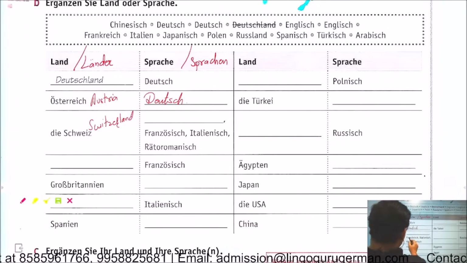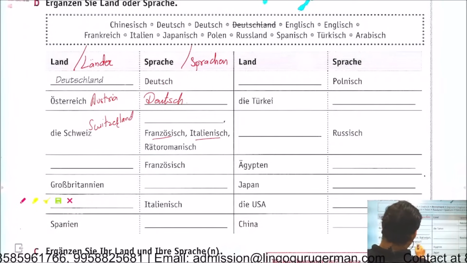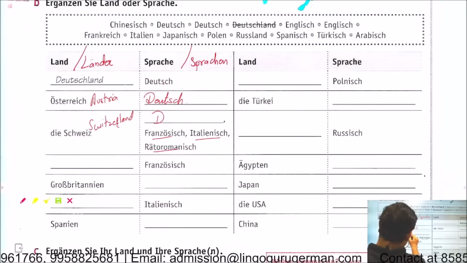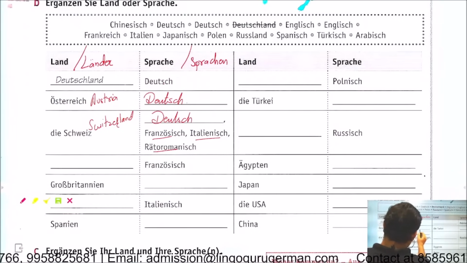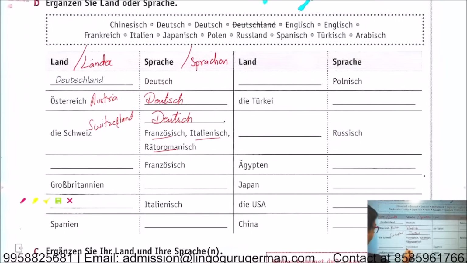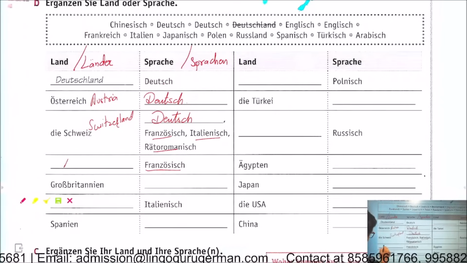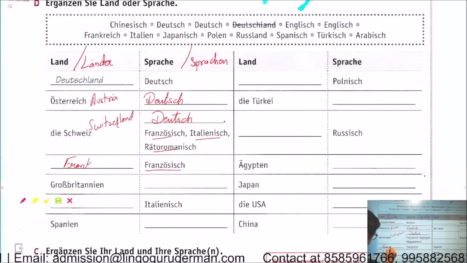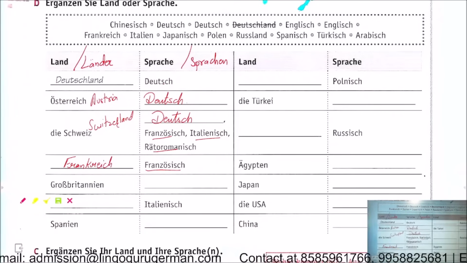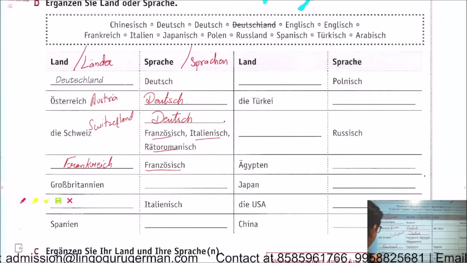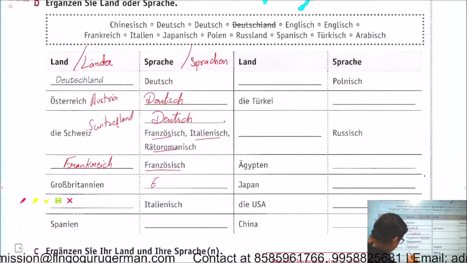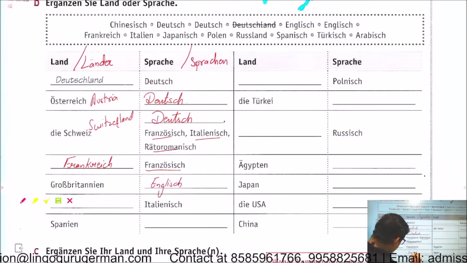In der Schweiz: Französisch, Italienisch, Rätoromanisch und Deutsch. Französisch is the language. Country, Land. Frankreich. Großbritannien. English.